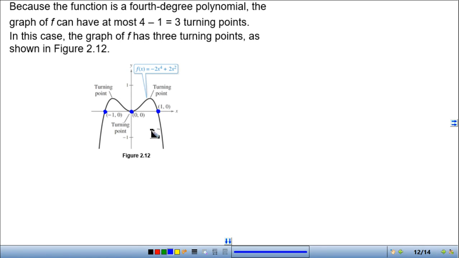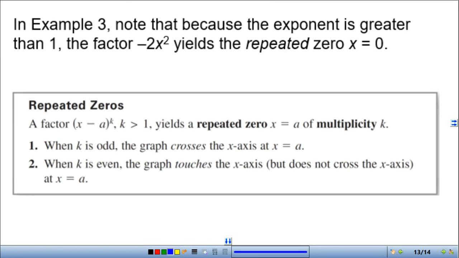Now, this 0 I want to talk about, the repeated 0. Basically, when I'm talking about repeated zeros, I mean my multiplicities. I call them multiplicities. They call them repeated zeros. Just know both. So, when the power of my repetition is odd, the graph is going to cross it. When the power is even, my graph touches, or I call it bounces off, the x-axis.